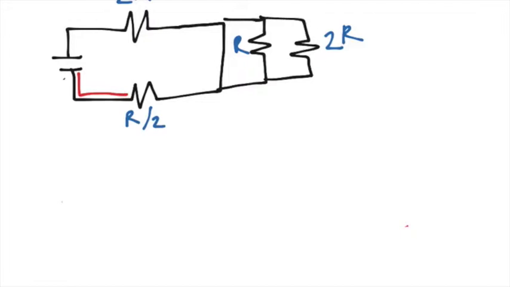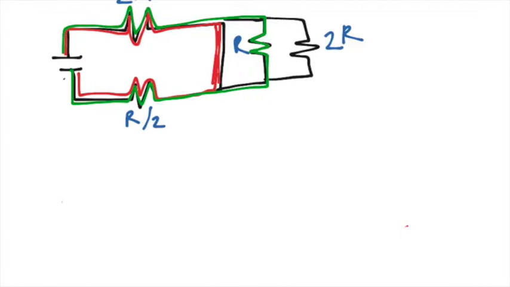So let's say the red path goes up across this part that has no resistor in it, and then it goes back. So that's the red path. The green path goes through this resistor of resistance R, and then it goes all the way around. And then there's the yellow path where it goes through this resistor, goes through this resistor 2R, and then it goes all the way around.